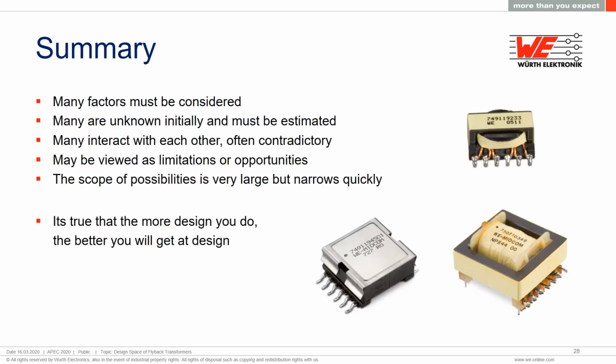So let's summarize. There are many factors that must be considered when designing magnetics. Many are unknown initially and must be estimated. They often interact with each other, and they are often contradictory, which means to improve one element means letting the other element get worse. Leakage inductance versus winding self-capacitance is a classic. These can be viewed as limitations or opportunities. The scope of possibilities is very large at the beginning, but narrows very quickly once choices are made. It's true that the more design you do, the better you will be at design.